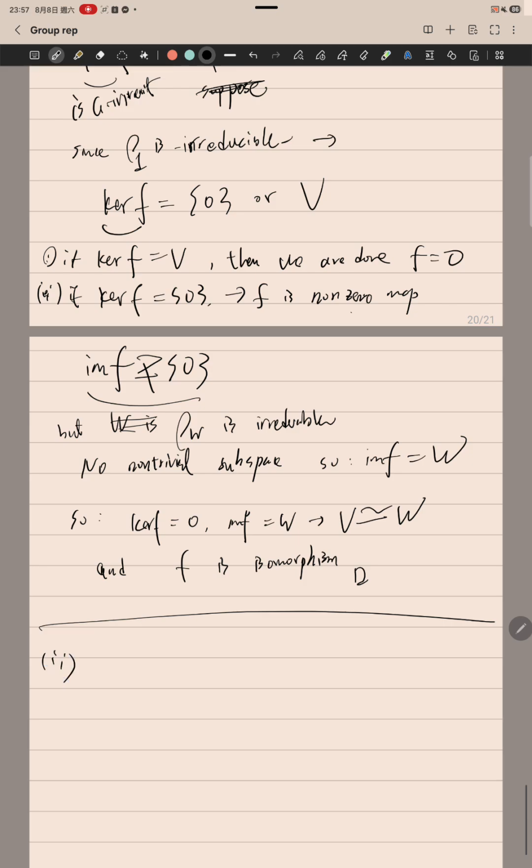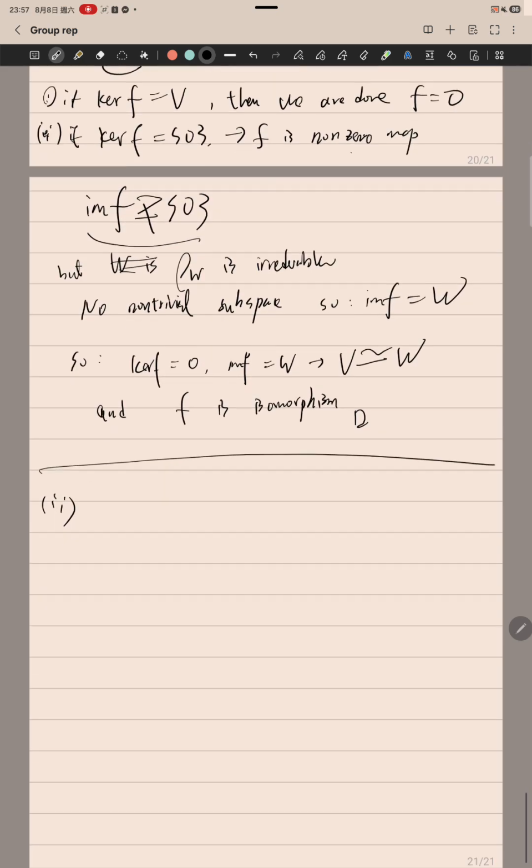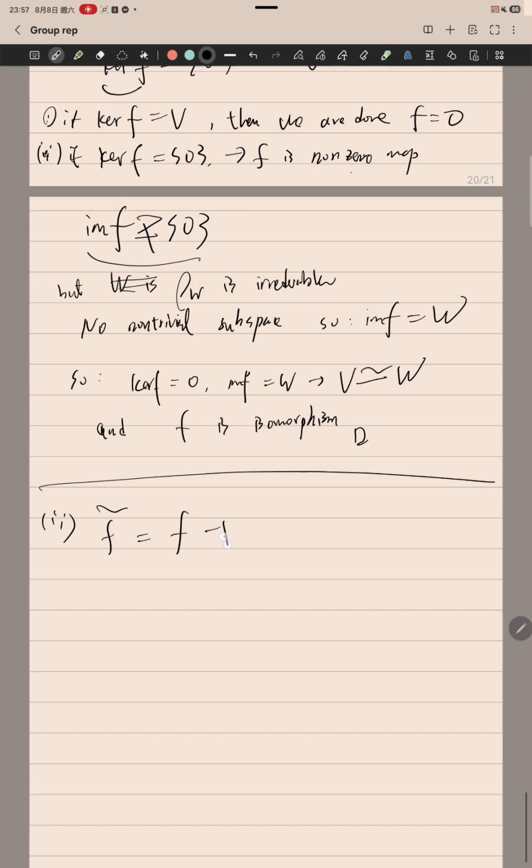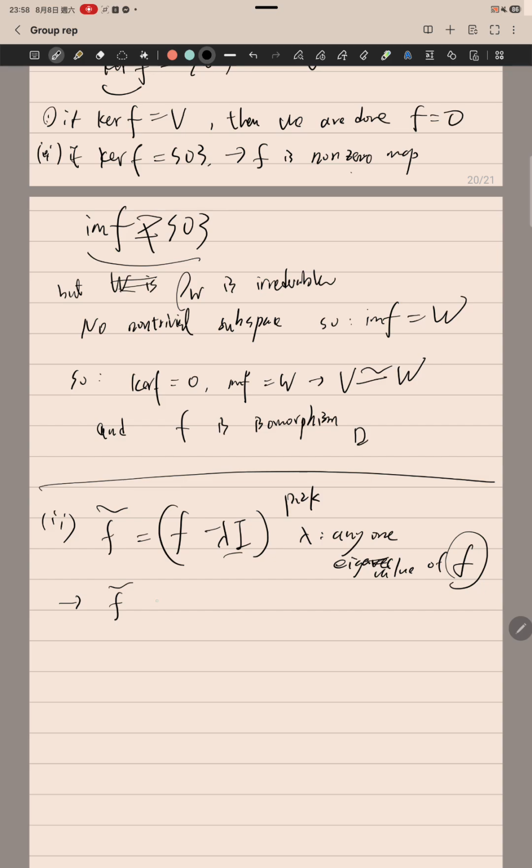Second, the second is much simpler. We just let f tilde be f minus lambda times identity, and pick lambda to be any one eigenvalue of f. Notice that we are working over the complex numbers, so for any linear map, any matrix, I can find an eigenvalue. So I just find one and define f tilde. It's trivial to see that f tilde is also G-linear.